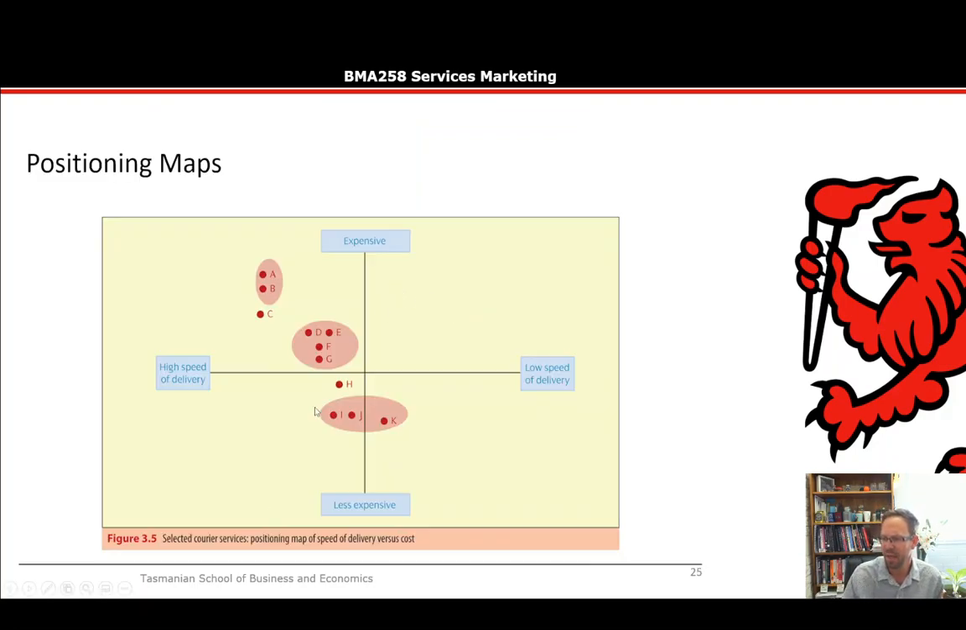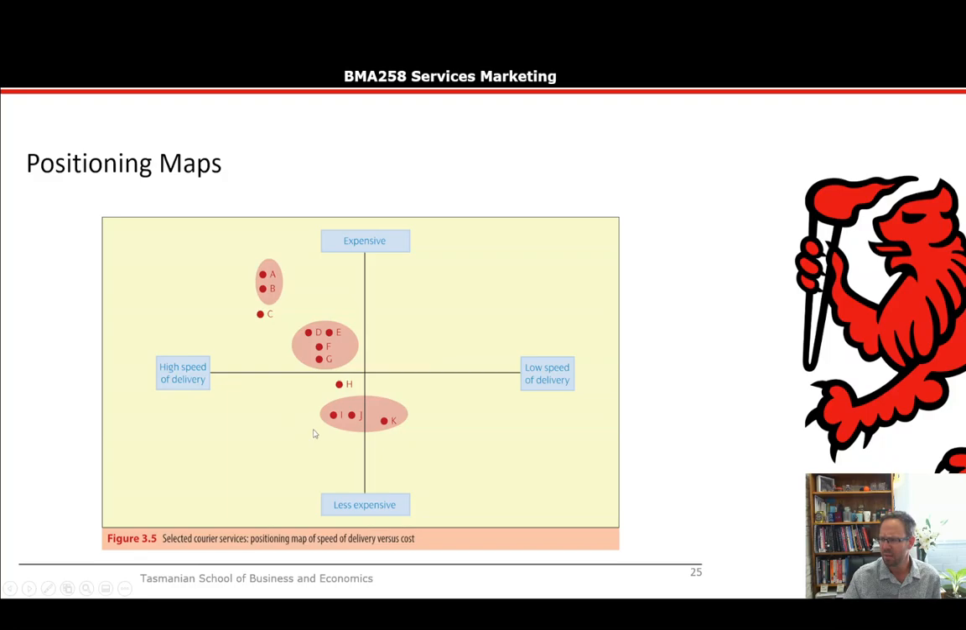So in here we've got a selected courier service, positioning map of desired speed of delivery versus cost. I said this previously, where often positioning has price in there, which makes sense because price is so important to consumers, and we're trying to work out how we're positioned in the market. So you ask, what do you think of them? Often customers will reply with they're more expensive or they're less expensive. They're nice and cheap, or they're very economical, or they're good price, or they're so expensive I can't afford it. That type of terminology comes through. So price does frequent as a concept, as a positioning strategy quite often.